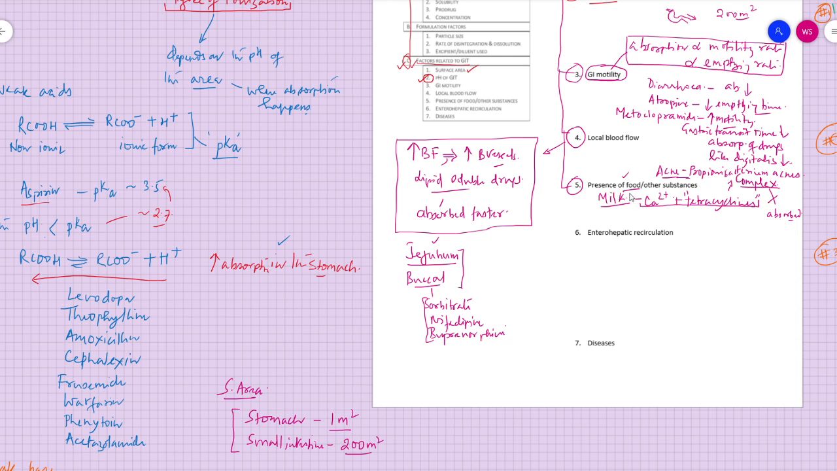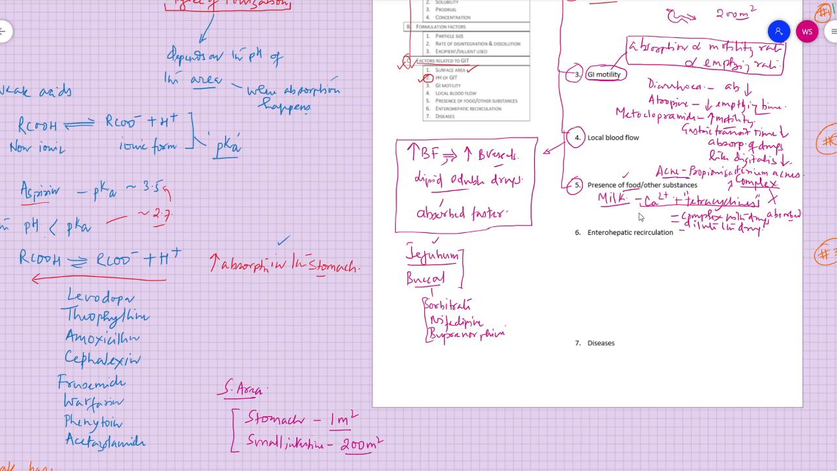So the presence of food has got a bearing in that it can form a complex. Food can form a complex with the drug, or it can dilute the drug. Remember we said for passive absorption we need a concentration gradient. The greater the concentration, the greater the absorption. Now if you dilute the drug, the concentration would decrease, and absorption will be slower.